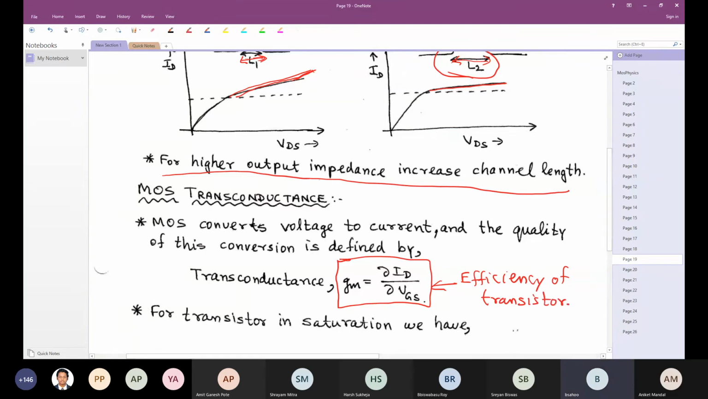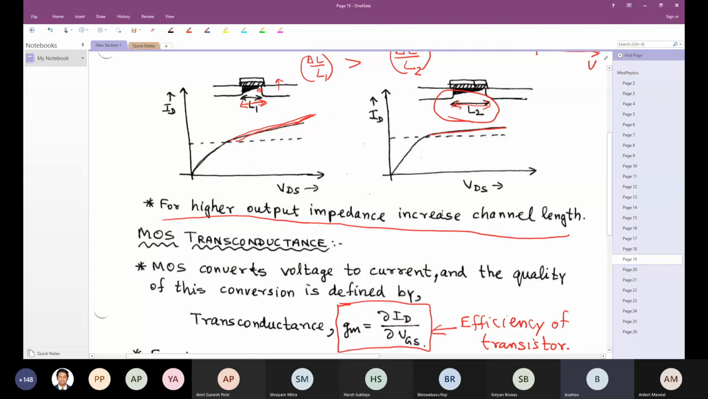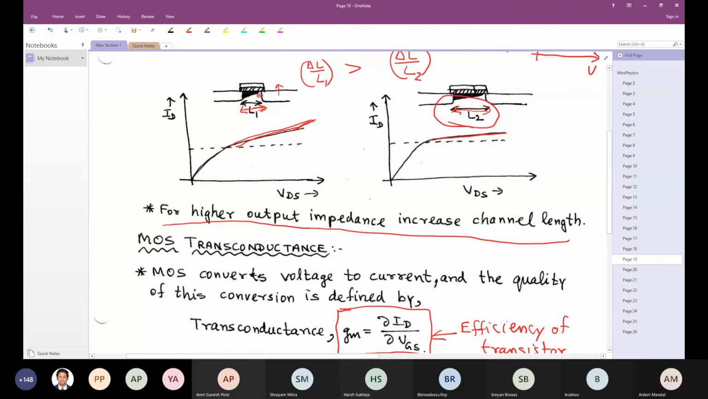Okay, for a transistor in saturation, we have this, the efficiency of the transistor. So you can see that if I want a higher efficiency transistor, I should go for a wider width and a smaller channel length. Okay, this is in contrast to when I want to realize a current source.